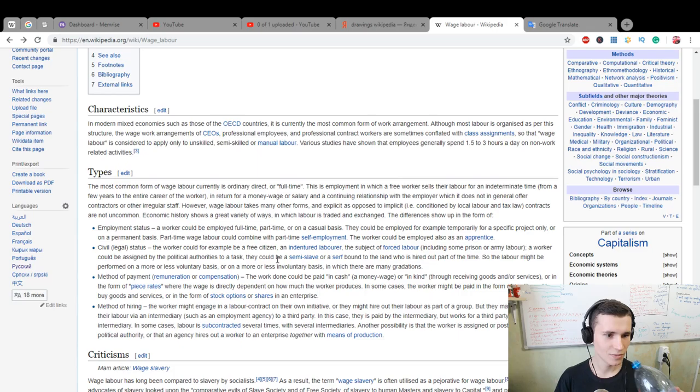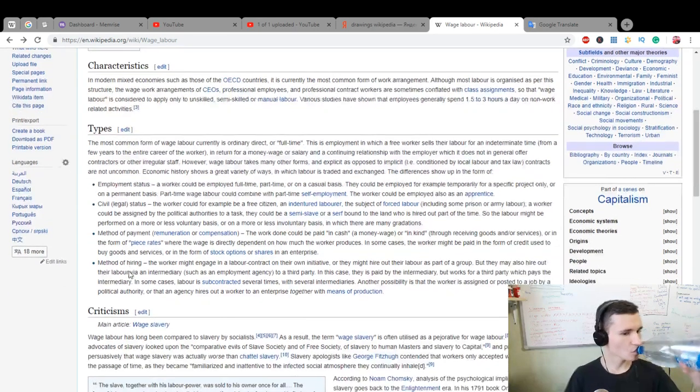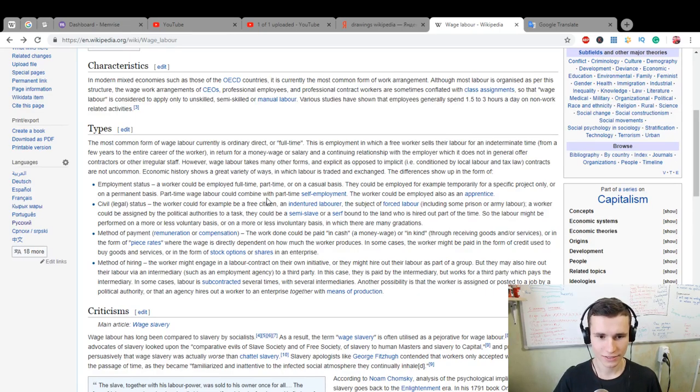So the labor might be performed on a more or less voluntary basis or on a more or less involuntary basis, in which there are many gradations. Method of payment, remuneration or compensation. The work done could be paid in cash, a money wage, or in kind through receiving goods. In cash, in kind. Through receiving goods and or services, or in the form of piece rates.